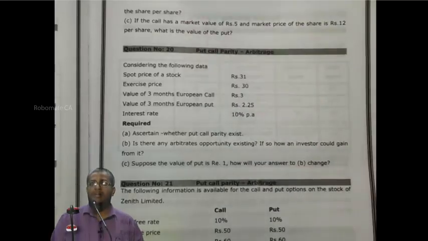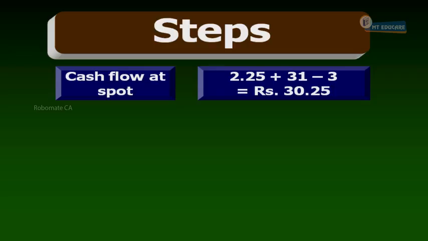Now write down cash flow at spot: 2.25 plus 31 minus 3. How much is the cash flow at spot? 30.25. So 2.25 plus 31 minus 3 is equal to 30.25. Can I proceed?